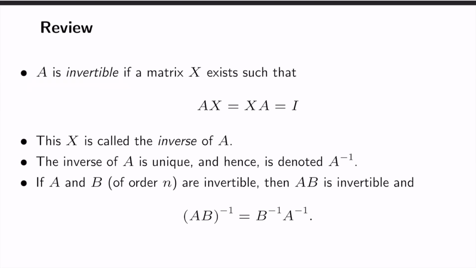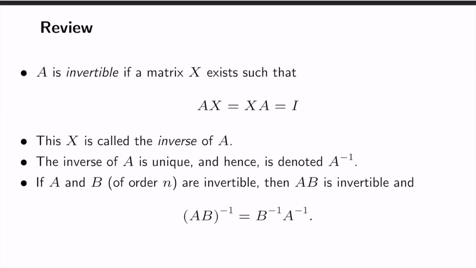A is said to be invertible if there exists some matrix X, say, such that AX is equal to XA is equal to the identity matrix. And this X is called the inverse matrix of A, or just inverse of A. And such inverse is unique. So there are no two or more distinct inverses for a given matrix. So we write the inverse as A inverse.